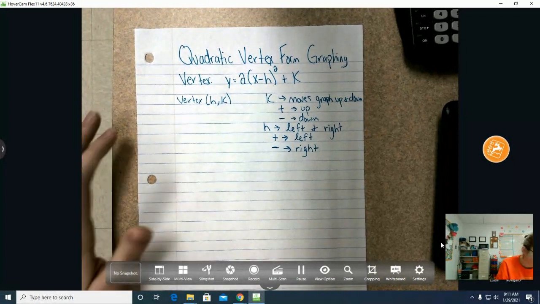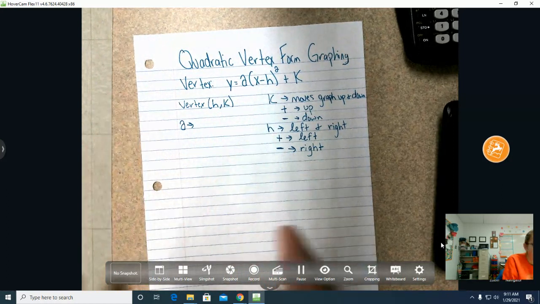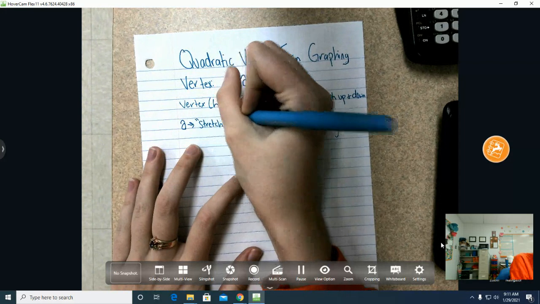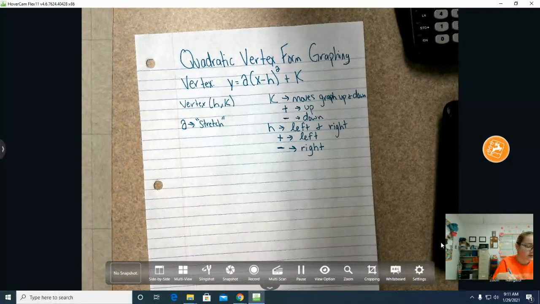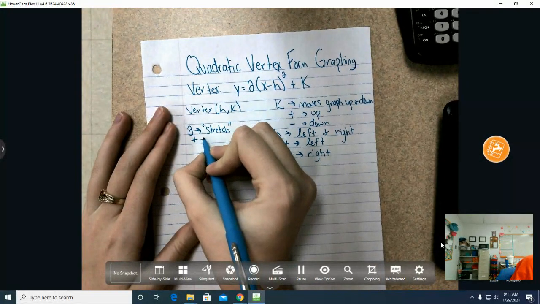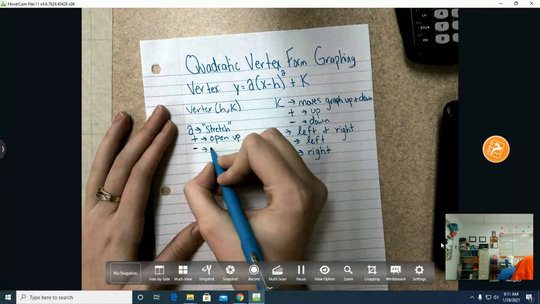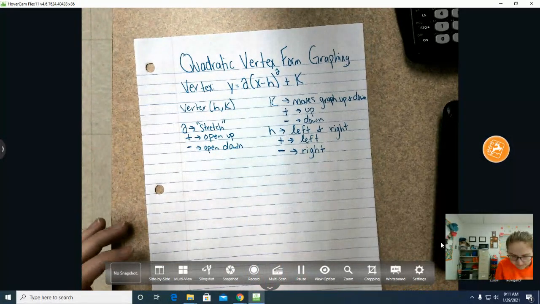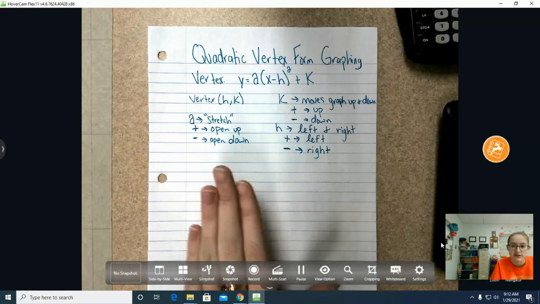And then our a value, that determines the stretch of the graph. So that's like if it's really wide or really narrow. It also determines whether the graph opens up or down. So if your a value is positive, you open up. If it's negative, you open down. So those are the need to knows of this function.